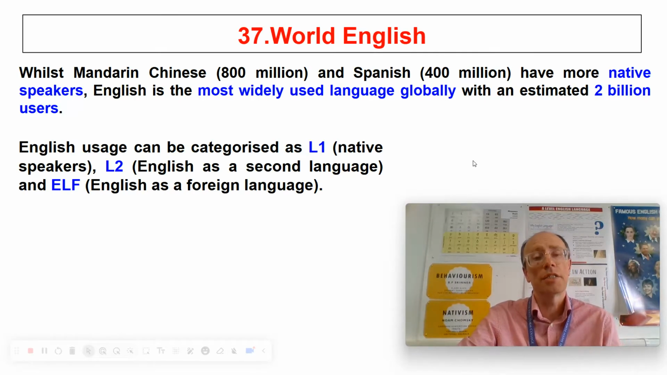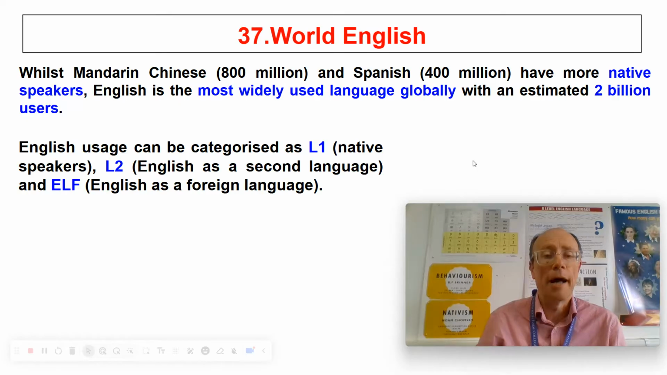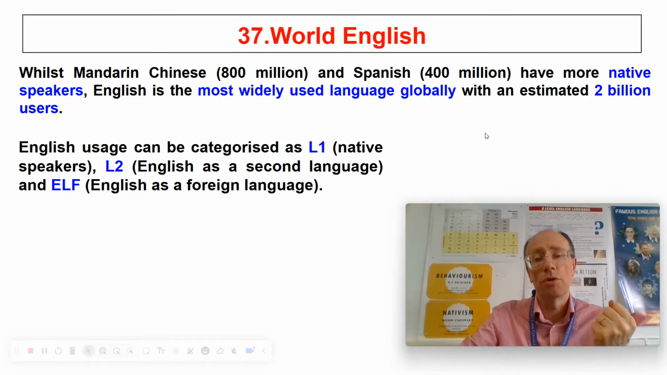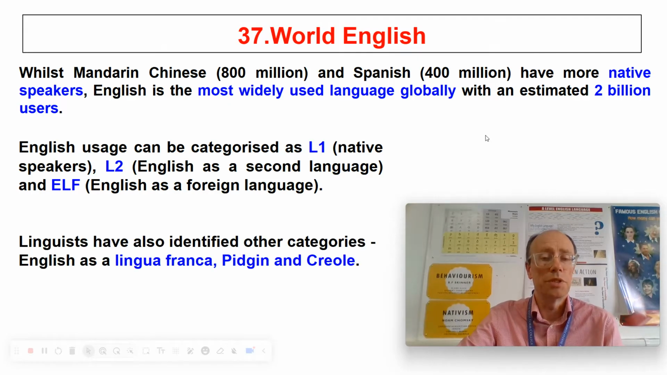Can you categorise English? You bet you can, because you've got L1 English. So this is the English that's used by native speakers. You've got L2 English. That's English as a second language. And then you've got EFL, I've noticed I put those down the wrong way around, English as a foreign language. So those are your 3 commonplace ways of categorising world Englishes.